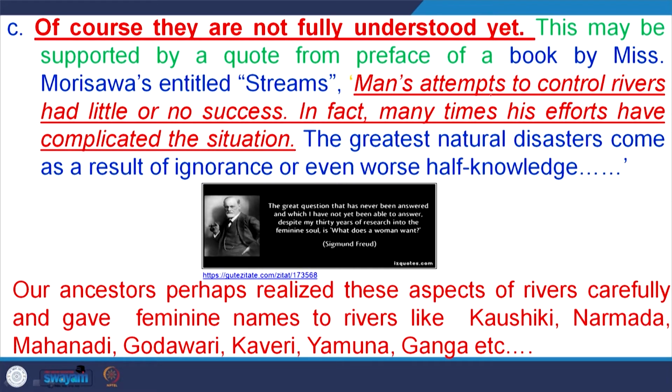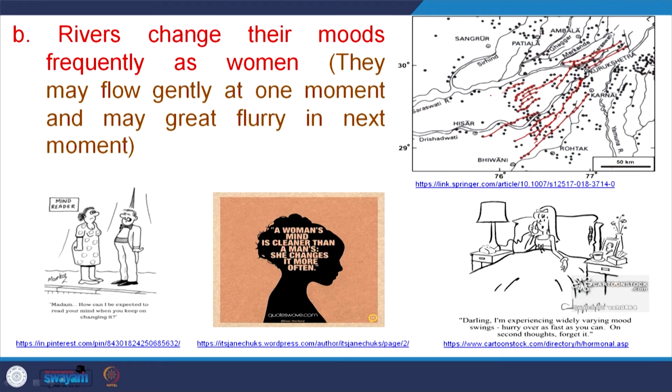That is why our ancestors realized these aspects of rivers carefully and gave feminine names to rivers like Kausiki, Narmada, Mahanadi, Godavari, Kaveri, Yamuna and Ganga. So we can say rivers are the sustainers of life, because our ancient civilizations like Mohenjo-daro, Harappa or Kalibangan, whatever locations there are in this map, all these locations of ancient civilizations fall on the river basins.